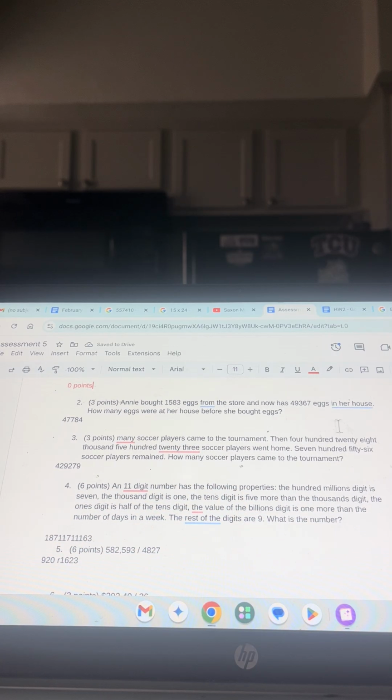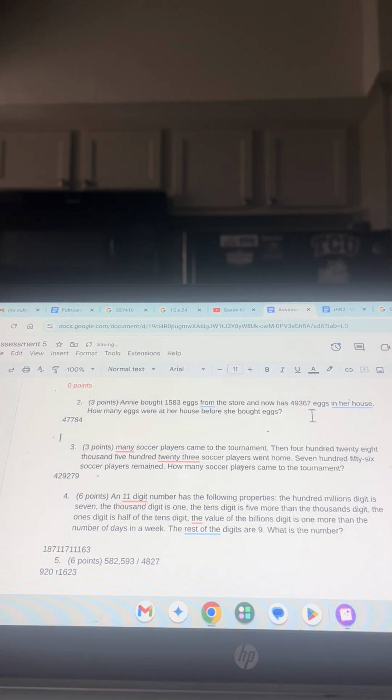Number 2, Annie bought 1,583 eggs from the store and now has 49,367 eggs in her house. How many eggs were at her house before she bought eggs? Well, she went to the store and bought 1,583 eggs. And now, after returning, she has 49,367 eggs. So how many were in her house before she went to the store?